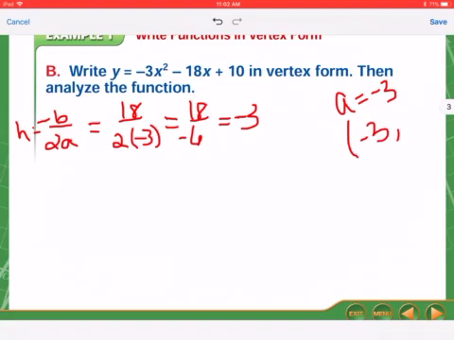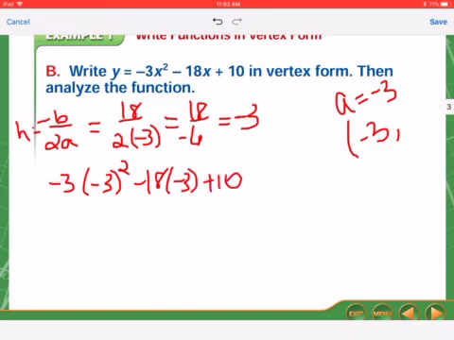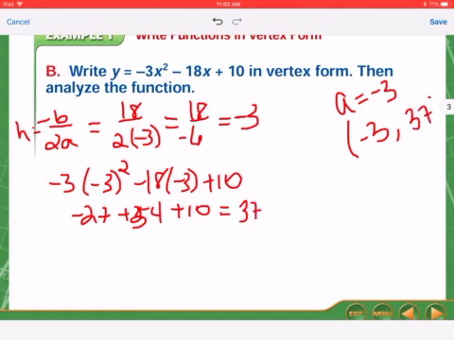Then to solve for k, you're going to plug negative 3 into your standard form. So negative 3 times negative 3 squared minus 18 times negative 3 plus 10. So negative 3 squared is 9, and 9 times negative 3 is negative 27. Then I have negative 18 times negative 3 is plus 54. Then plus 10. So I get negative 27 plus 54 plus 10 is 37. So the y of my vertex is 37.